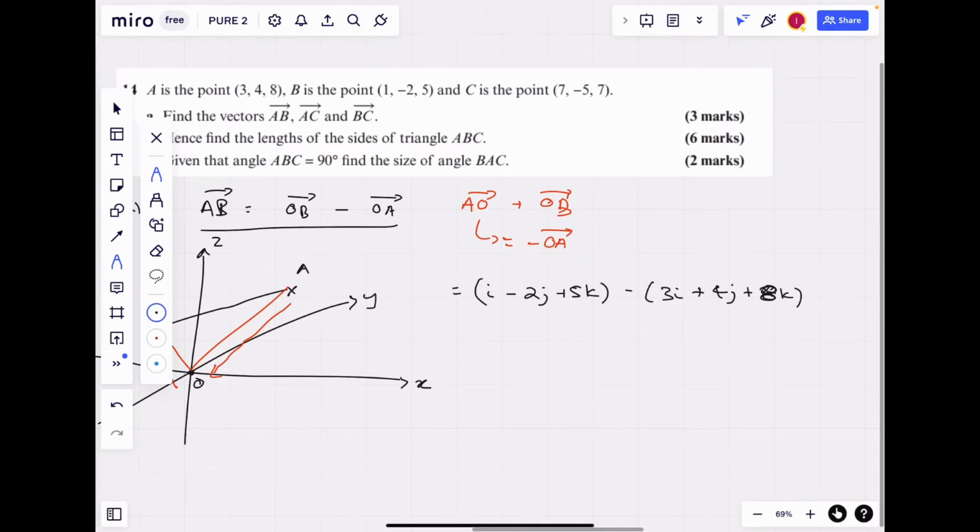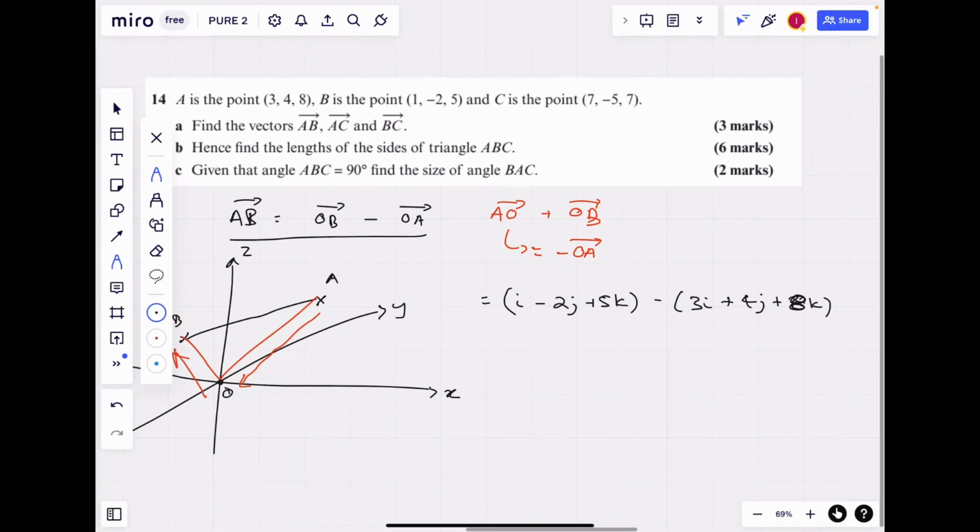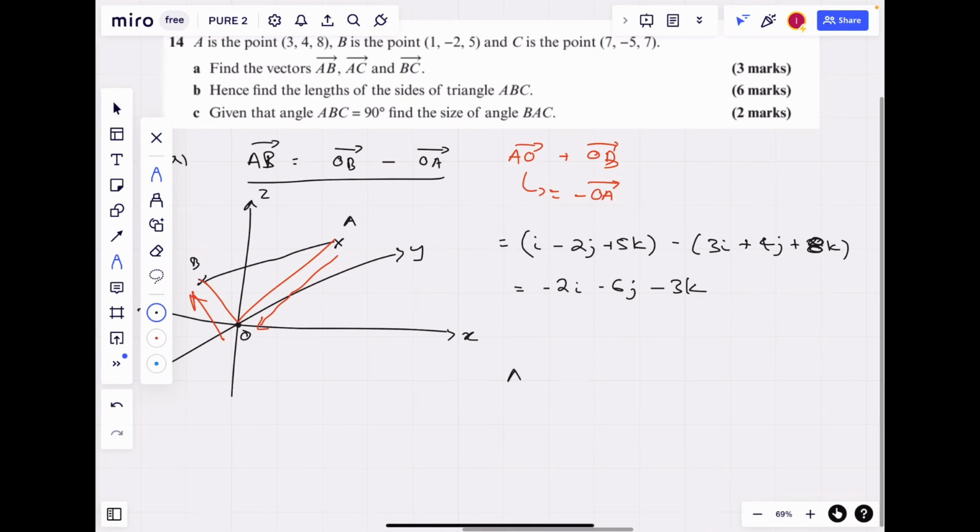There we go. So because I've got the coordinates 3, 4, 8, and 1, minus 2, 5, if I want to make that a position vector, I just do that in relation to the origin. So now those coordinates become vectors. i minus 3i is minus 2i. Minus 2j minus 4j is minus 6j. 5k minus 8k is minus 3k. There we go. That's AB. Can you try AC for me, please?